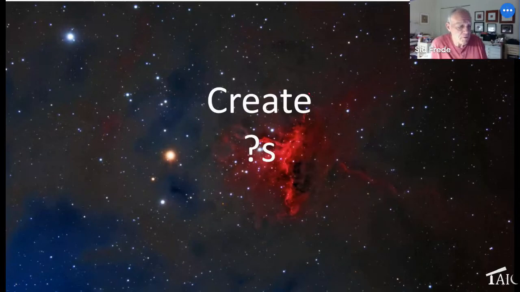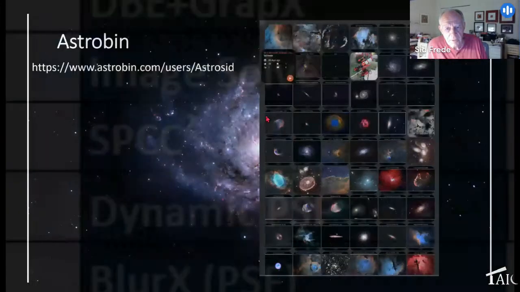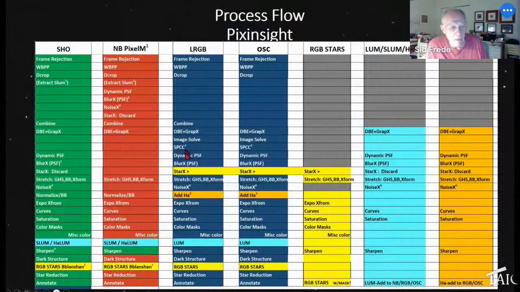And any questions on what I've done as far as putting together a flow and using some of the tools and processing? Yeah, we've got a couple questions in the chat here. On the chart you just showed, what does Xform and GraphX mean? Let's see. I see a DBE plus GraphX in the narrowband column. And Xform in the LRGB column. Yes.